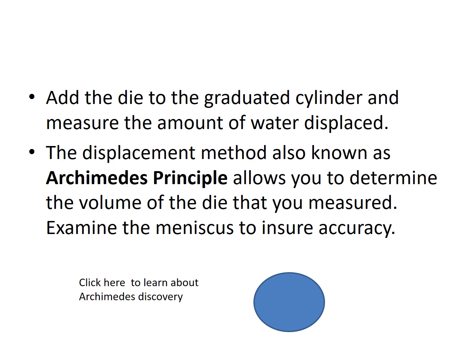Next, take your die, drop it into the graduated cylinder, and measure the amount of water displaced. This is obtained by taking the new volume of the liquid and subtracting the original volume. This displacement principle is also known as Archimedes' principle, and this allows you to determine the volume of the die that you measure. Be sure to measure the volume at the meniscus to ensure accuracy.